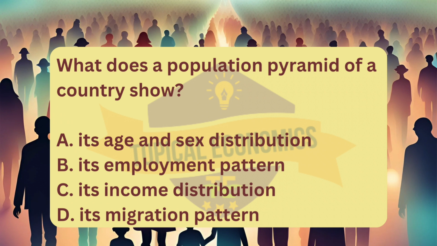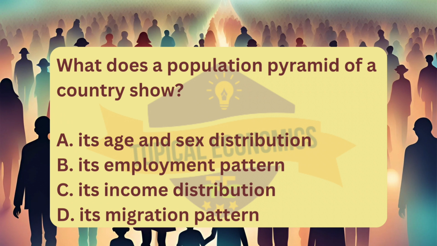A population pyramid visually represents the age and sex distribution of a country's population. The pyramid typically shows the number or percentage of people in different age groups, with males and females represented on either side of the pyramid. The shape of the pyramid can give insights into demographic trends such as birth rates, life expectancy, and the overall age structure of the population.